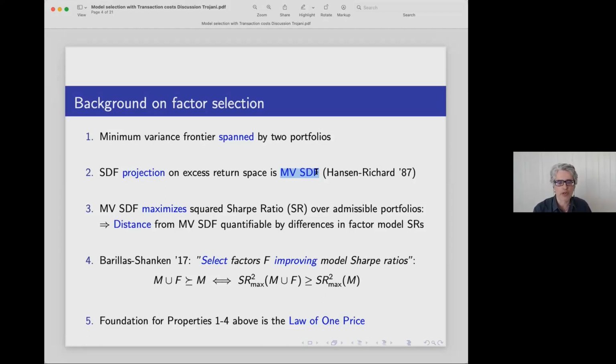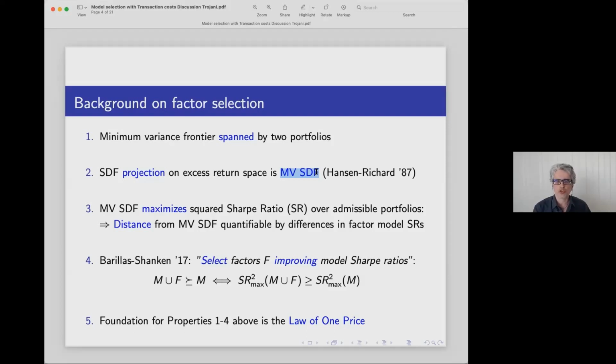Now, if it's about comparing two different factor models, what I can try to do is pick the model with the highest maximal Sharpe ratio, simply because ideally it should be nearer to the minimum variance SDF, which is the one with the highest Sharpe ratio. The important thing in this discussion is that this whole sequence of arguments depends on the law of one price. So the SDF idea, even in Chamberlain and others, is based on the law of one price.